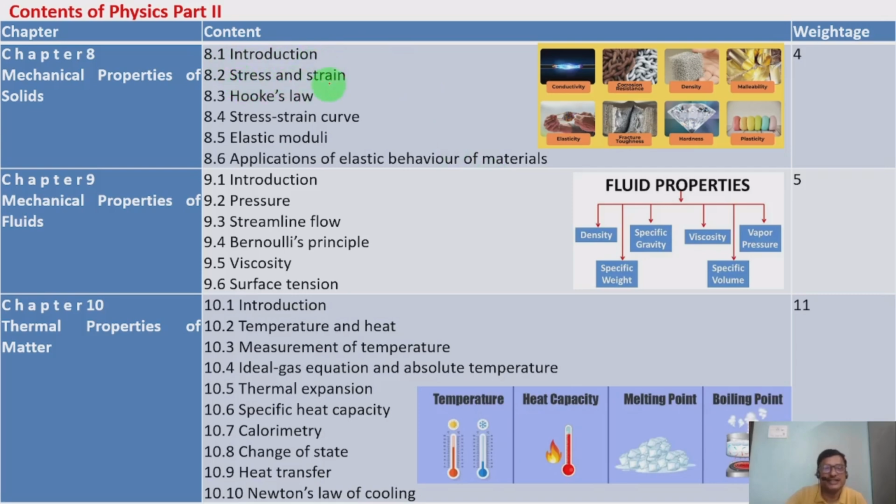8.2 Stress and strain. Stress is force per area, strain is change in length to the original length, and this is studied in Hooke's law. 8.3 Hooke's law. Stress is directly proportional to strain, that we are going to take here. 8.4 Stress-strain curve. The curve will be drawn, the variation of stress and strain. And 8.5 Elastic moduli.